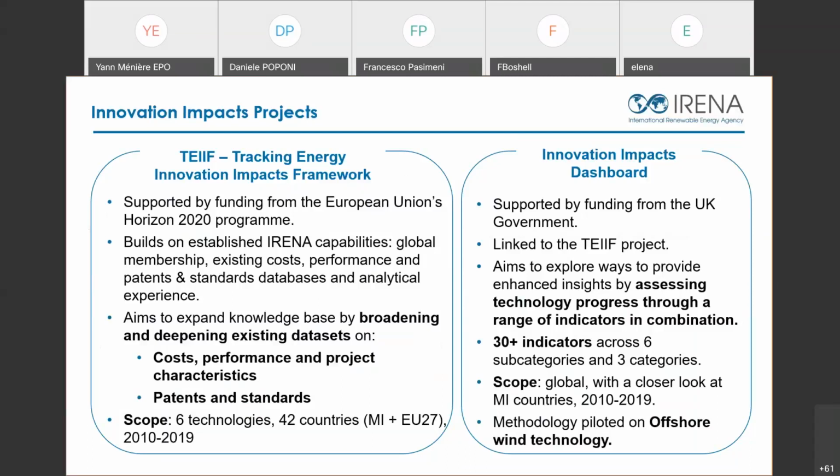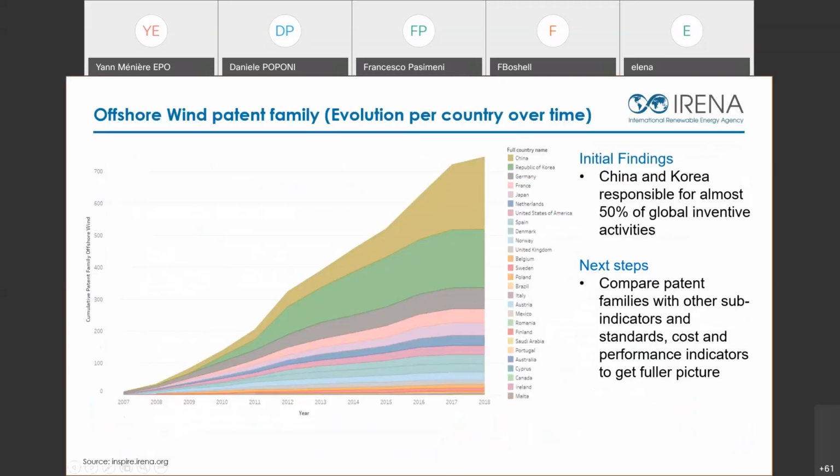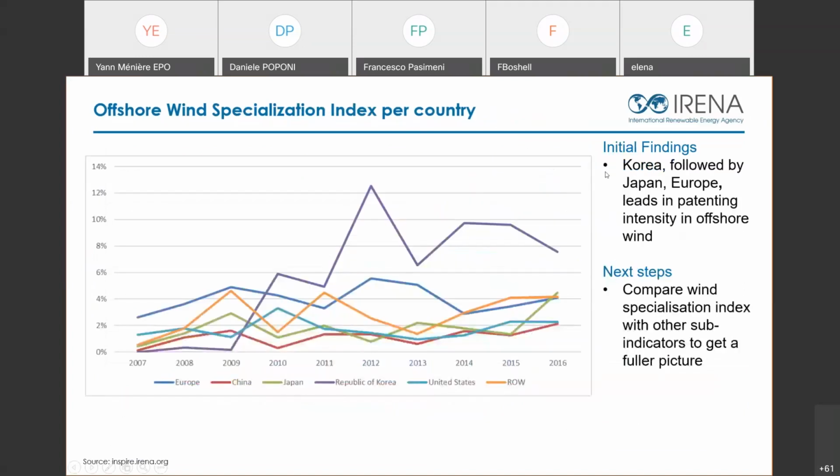And we are testing our methodology also with a set of technologies, starting with offshore wind. And for the patent analysis, we are closely collaborating with the JRC. We are using their data to ensure consistency in our respective analysis. And to give you an idea of what we are finding with this project, for offshore wind, despite most of the deployment of offshore wind being in Europe, actually China and Korea are the leading countries in patent filing for foundations for offshore wind technologies, turbines.